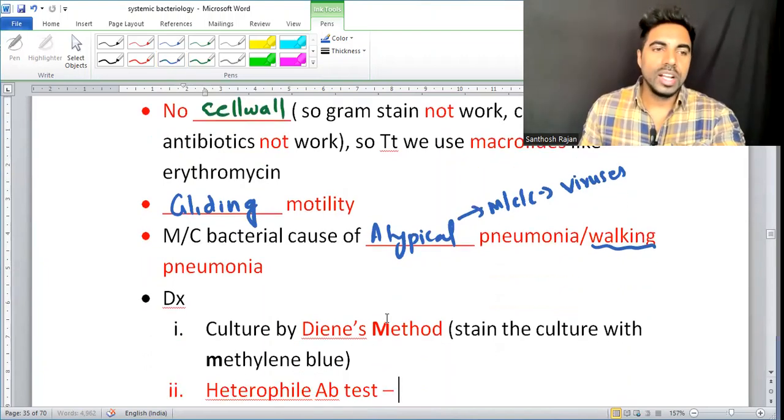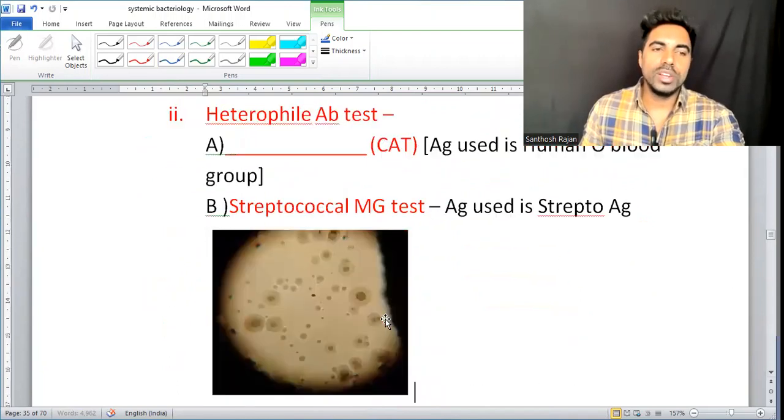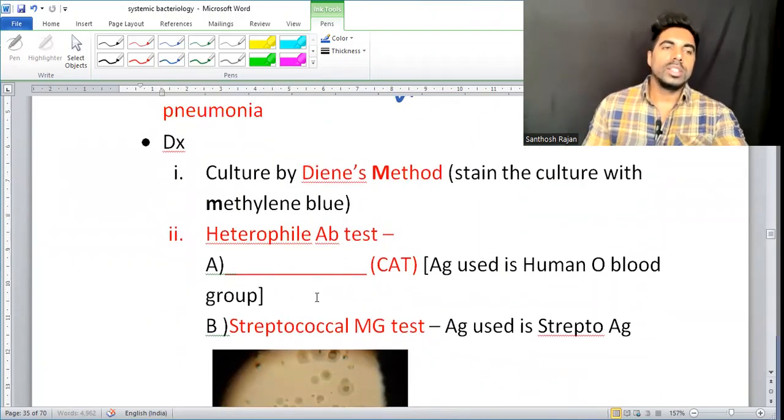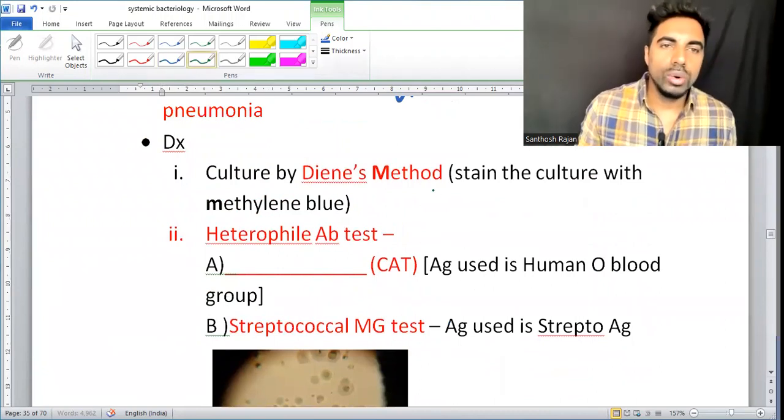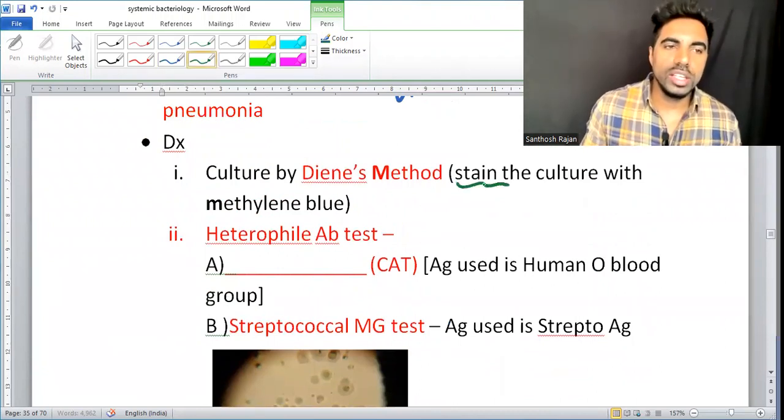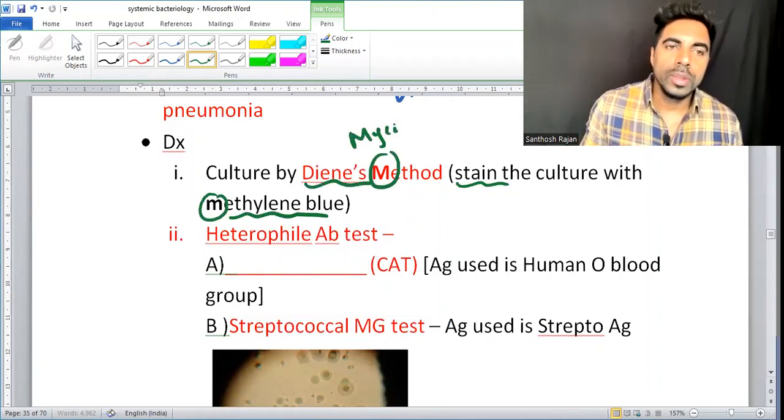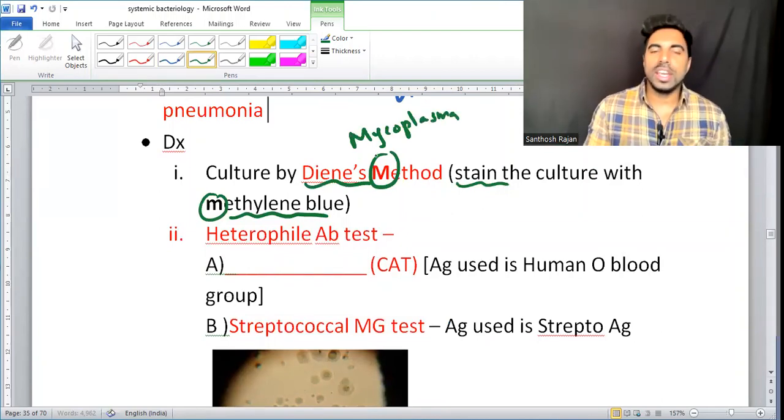Now, culture: you do the Dienes method and the heterophile test here. What is the Dienes method? In the Dienes method, you stain the culture with methylene blue. That's it, that's called the Dienes method. M for Mycoplasma, so that is methylene blue. That's the Dienes method.